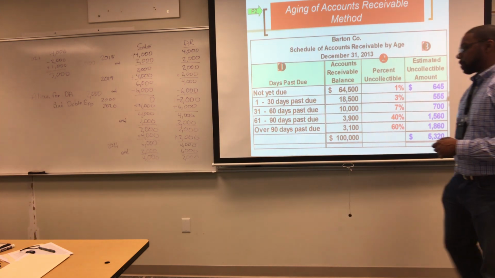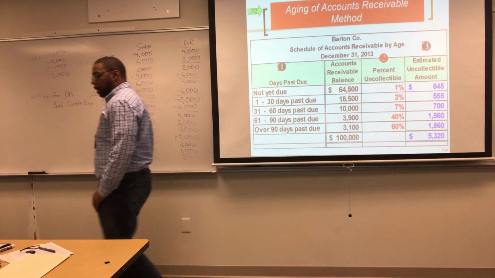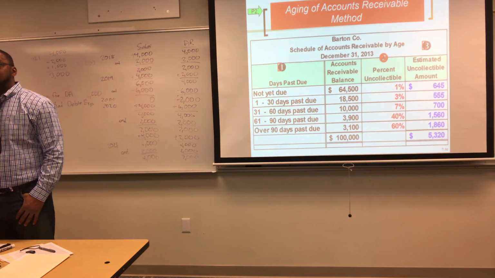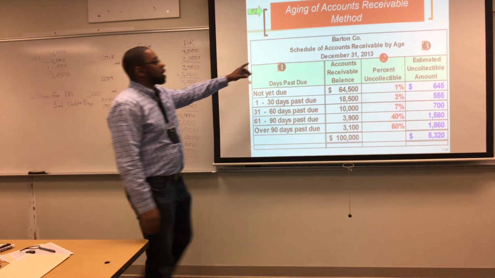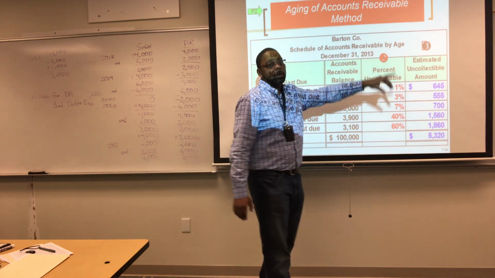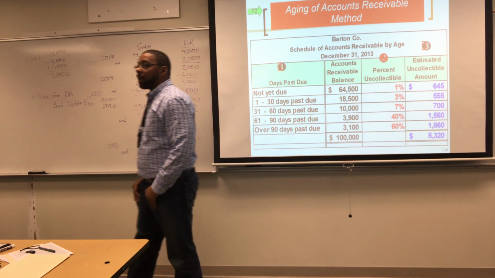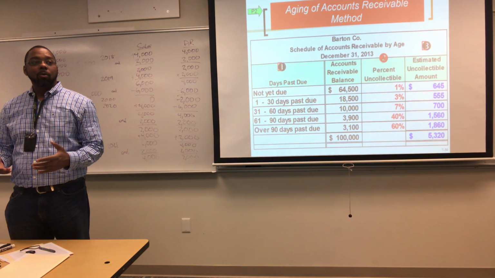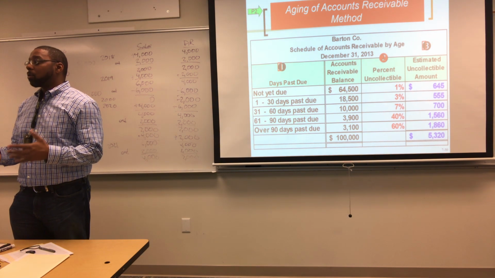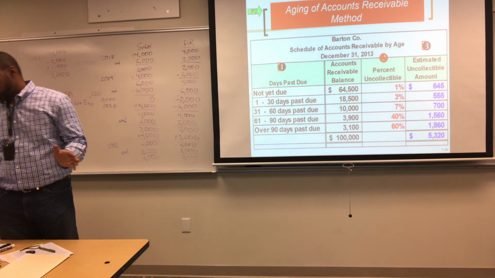Summarize the estimated uncollectible amount, and you'll get $5,320. Aging falls under the accounts receivable method. So this $5,320 is what you will want for the total. It's not what you're going to debit right now. It's what you want for the total.